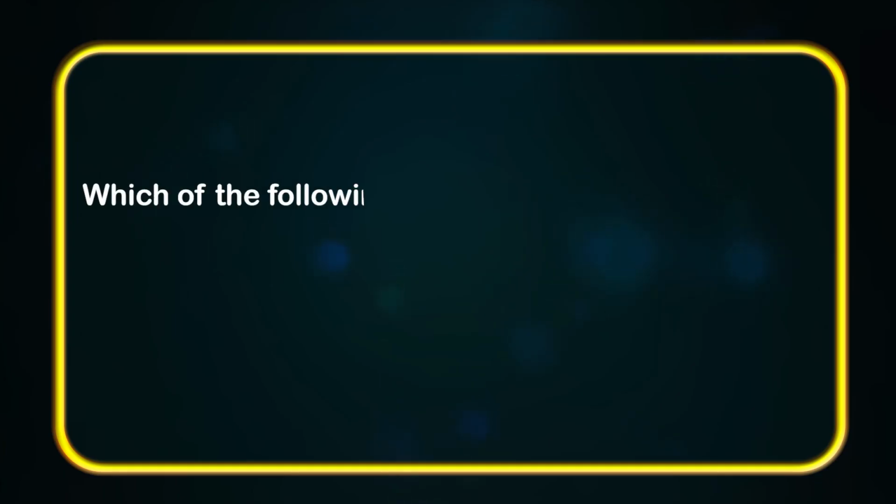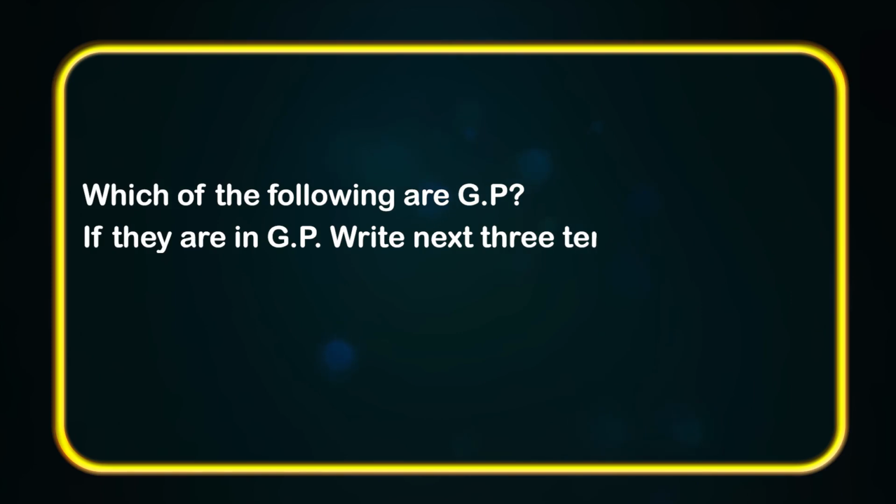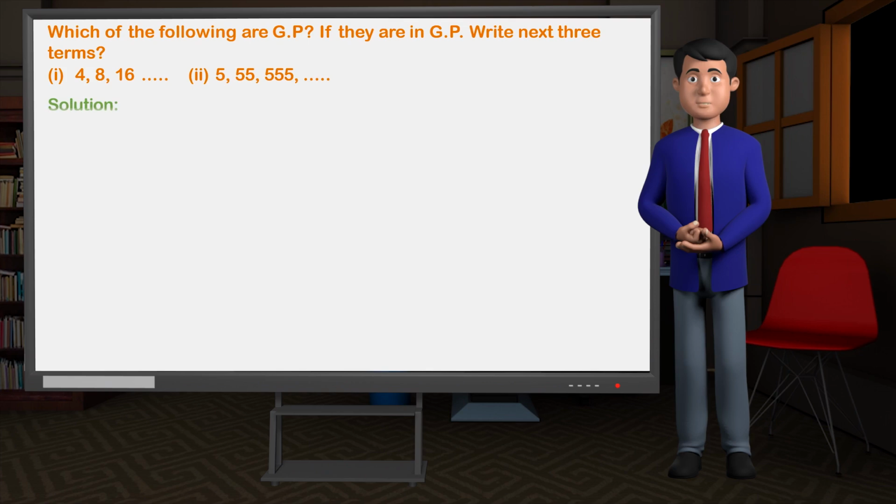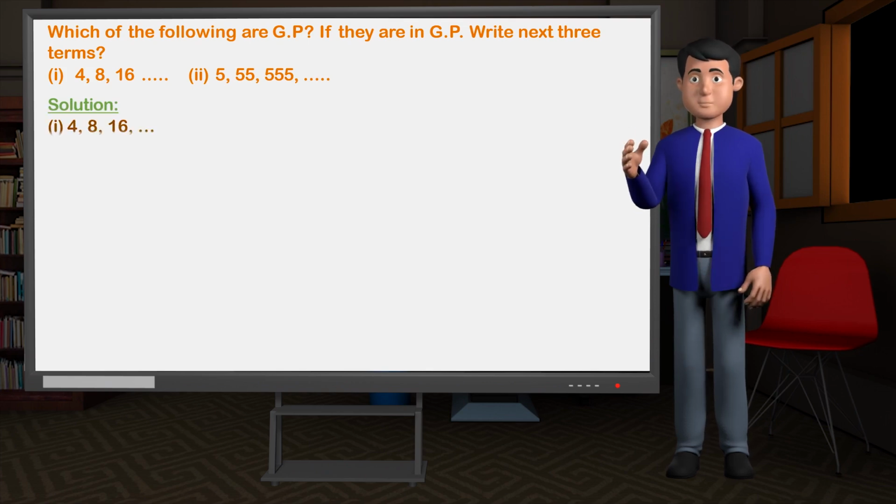Which of the following are GP? If they are in GP, write the next three terms. First one, 4, 8, 16 and so on. Second one, 5, 55, 555 and so on. Solution. First one, given terms 4, 8, 16 and so on.